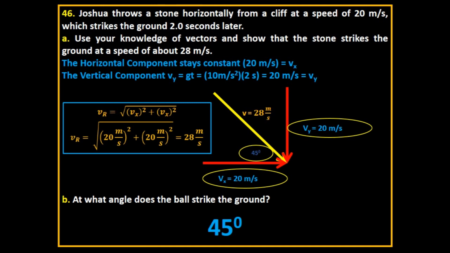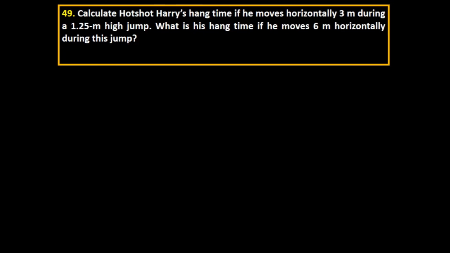And at what angle does it strike the ground? 45. Why 45? Because each leg is 20 meters per second and 20 meters per second. So that would be the arctangent of 20 over 20 is 1, which is 45 degrees. 45 degrees. Again, you're going to have to know how to do that problem.